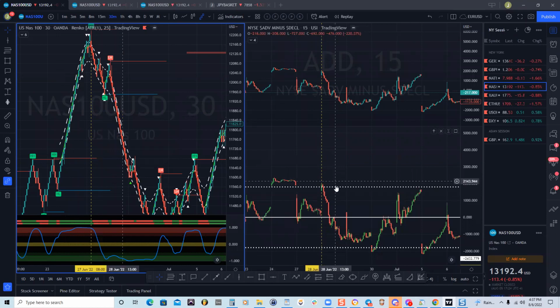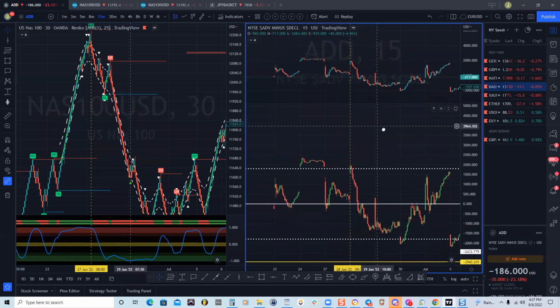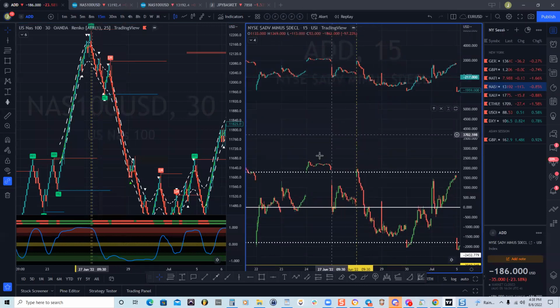So if I come over here, and when you see the corresponding ADD there, it's going down slowly, isn't it? Or here, it's just consolidating there. Well, remember the rule: as long as it's above 1800, you stay bullish, it doesn't matter. As long as it's 1800, you stay bullish, even though it's coming down, because this is just telling you it's getting ready to turn.